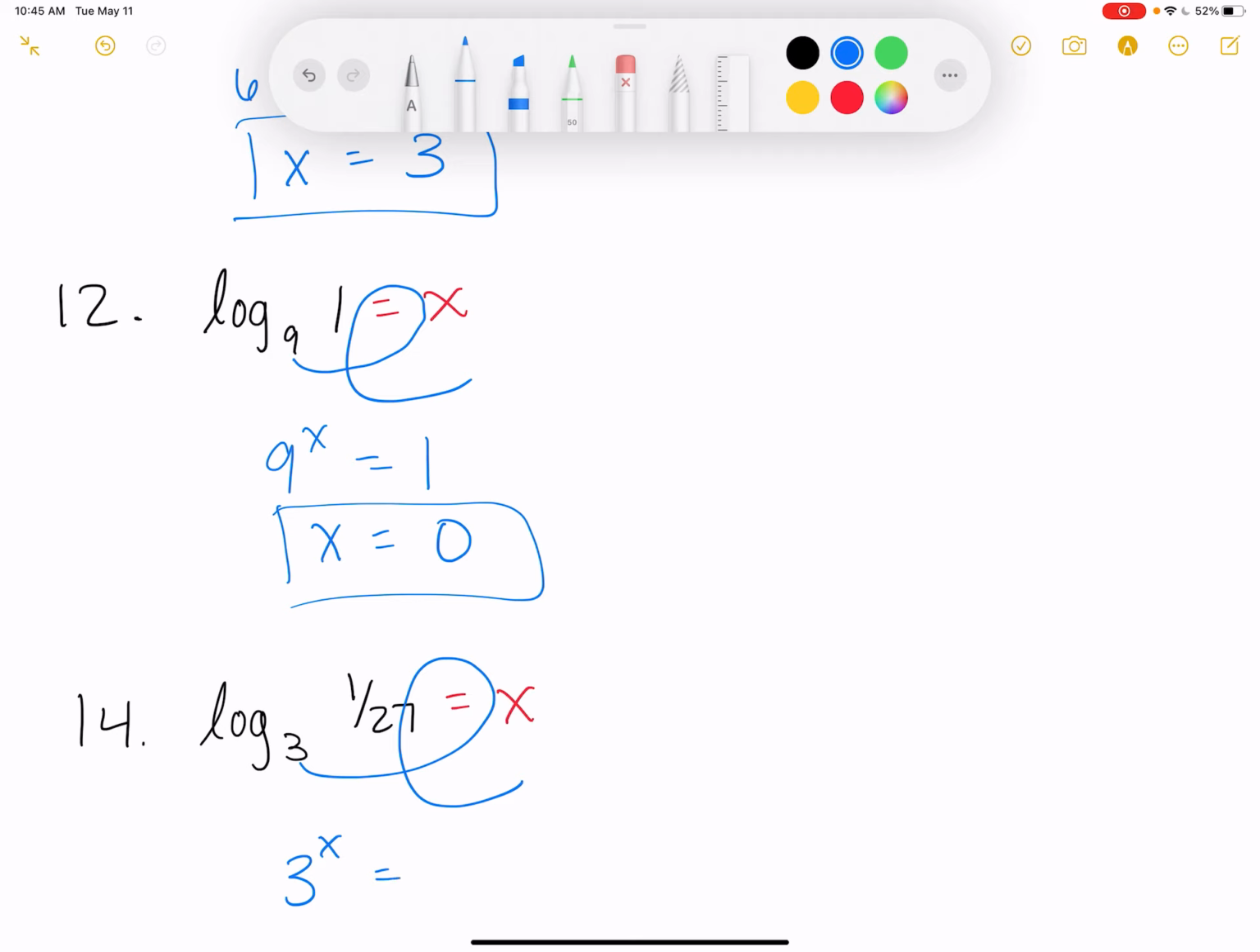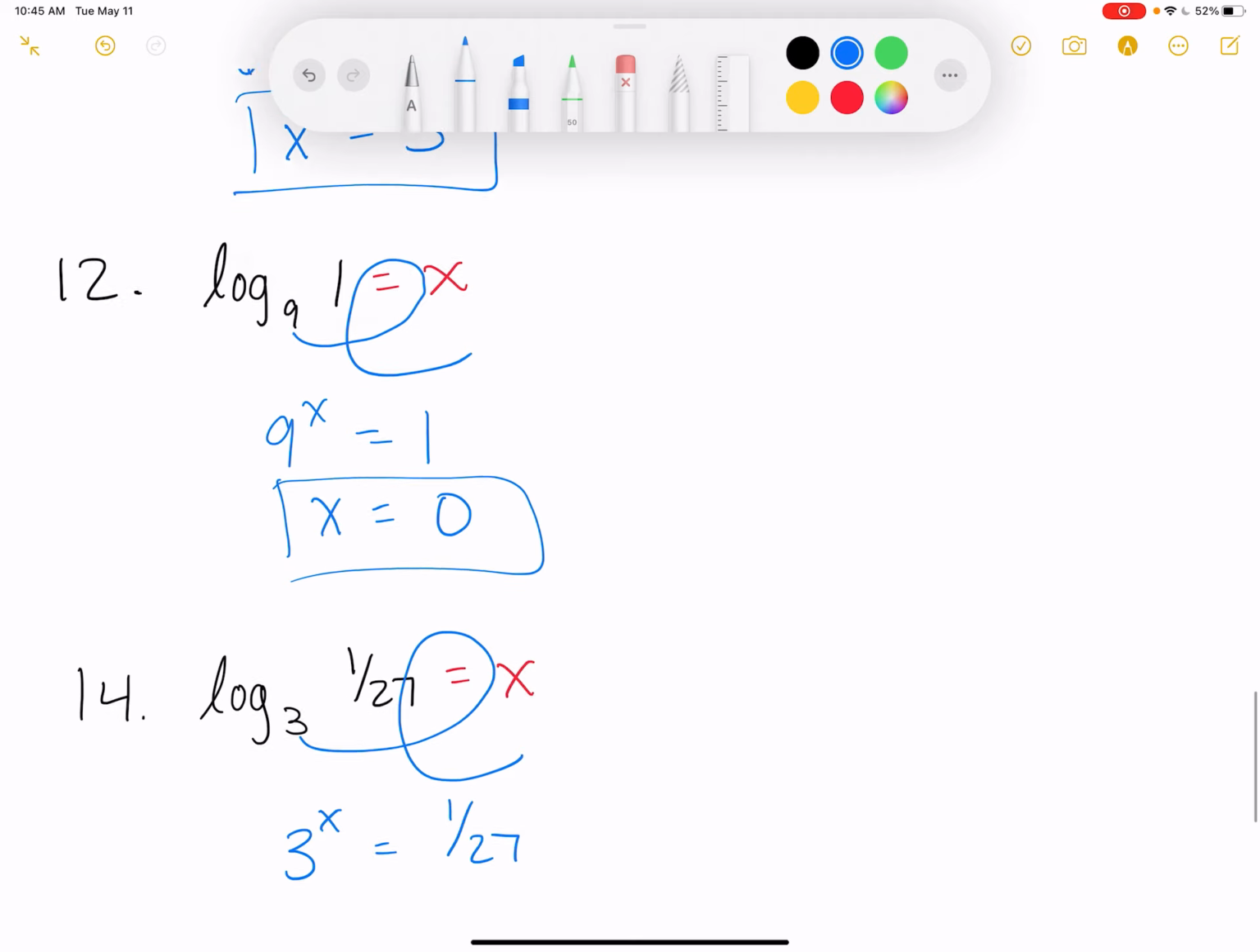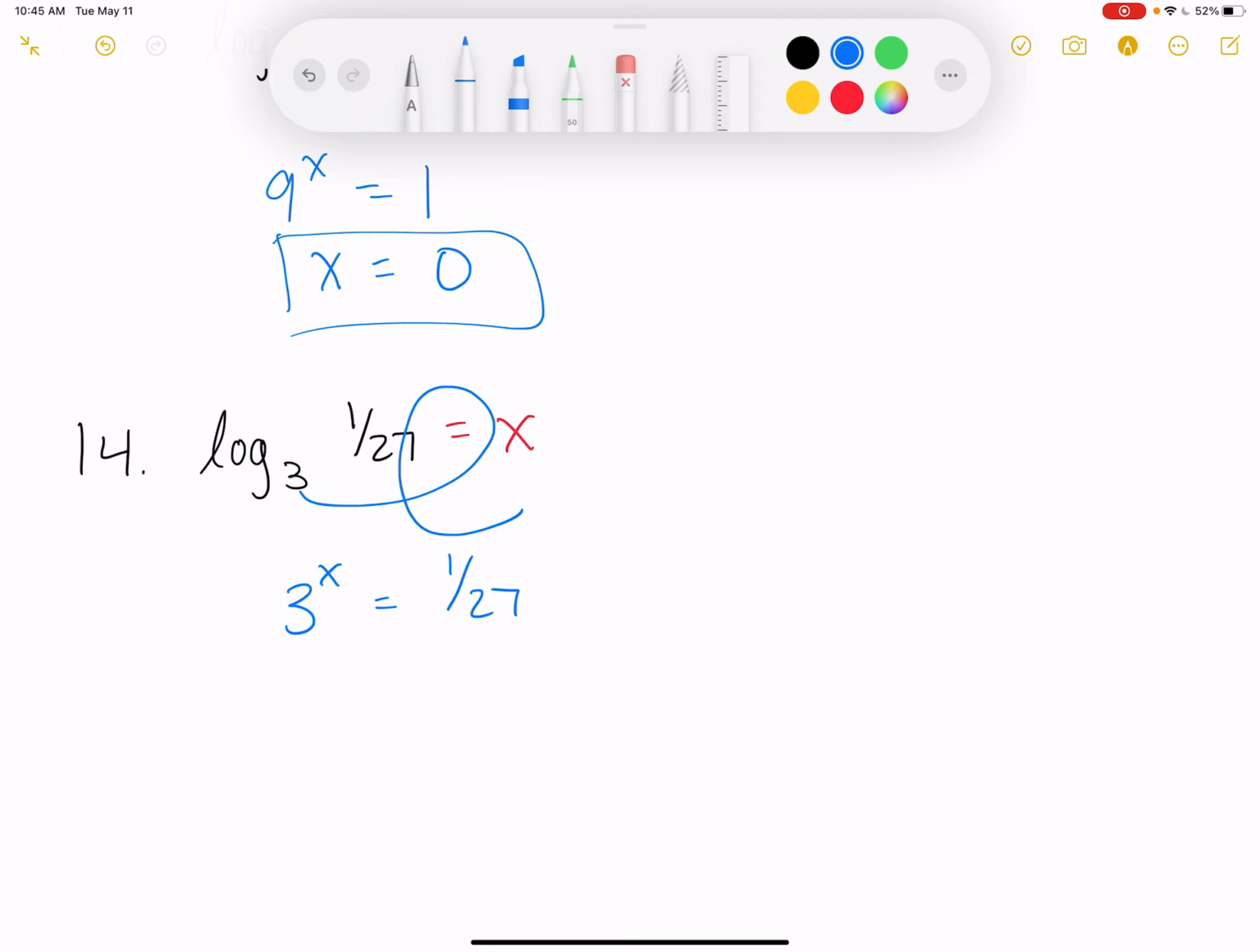So 3 to the x is equal to 1/27. Okay, now we need to think about this. I need the 3 to be on the bottom. What does that mean the exponent has to do, Maddie? It has to be negative. So I'm going to rewrite it this way to help us see it: 3 to the negative x is equal to 1/27. Now just think about it. 3 raised to what power gives you 27? 3. 3 times 3 is 9, times another 3 is 27. So x is equal to negative 3.